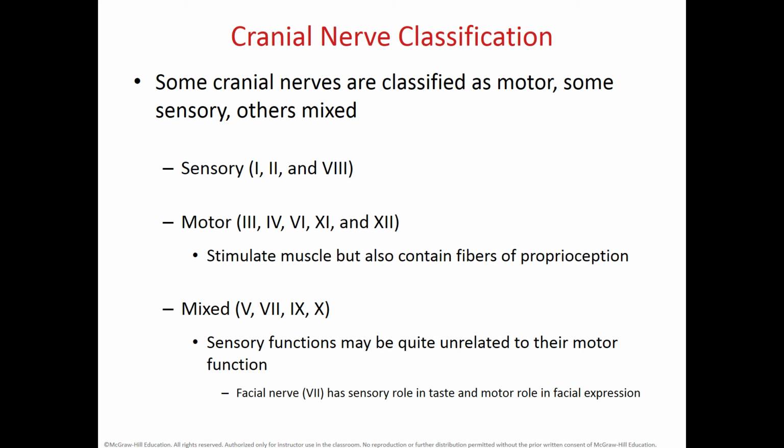Now we have mixed nerves like cranial nerve number 5 or trigeminal, cranial nerve number 7 or facial, cranial nerve number 9 or glossopharyngeal, and cranial nerve number 10 or vagus nerve. So they have sensory functions and motor functions that might be unrelated. Cranial nerve number 7 has a sensory role in taste and motor in facial expression. So as you see, these are unrelated.